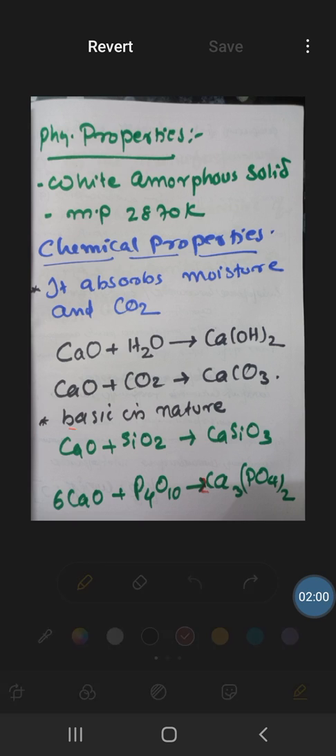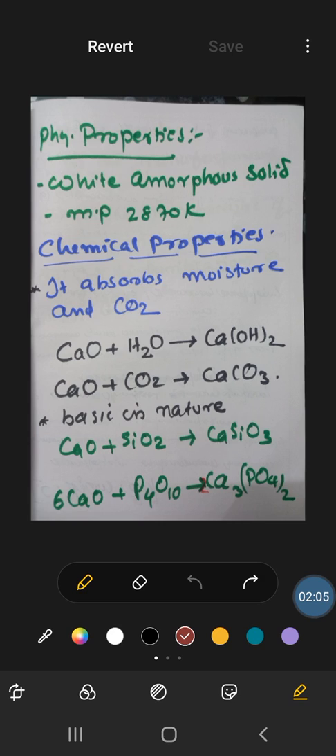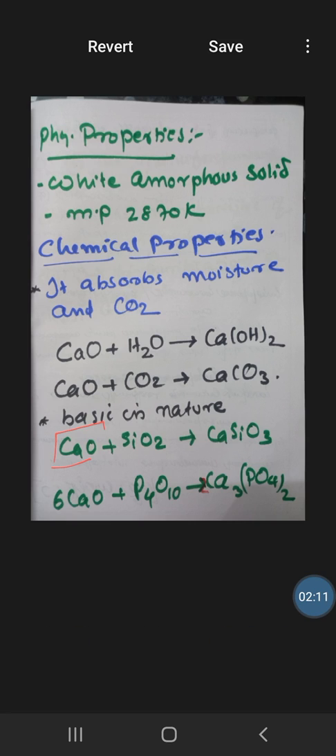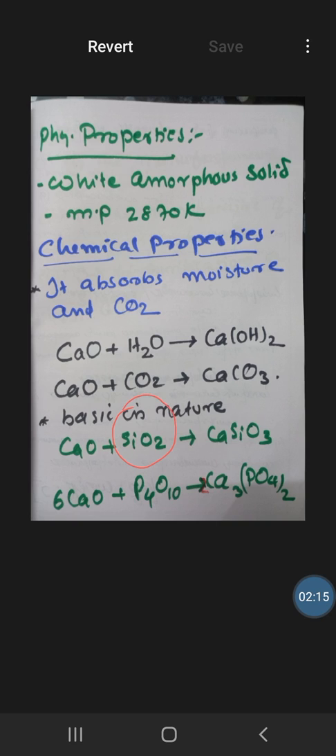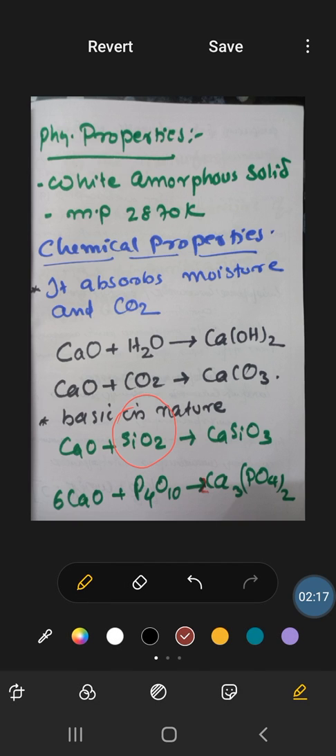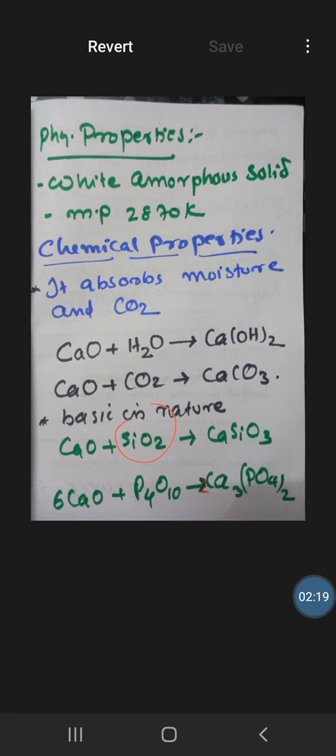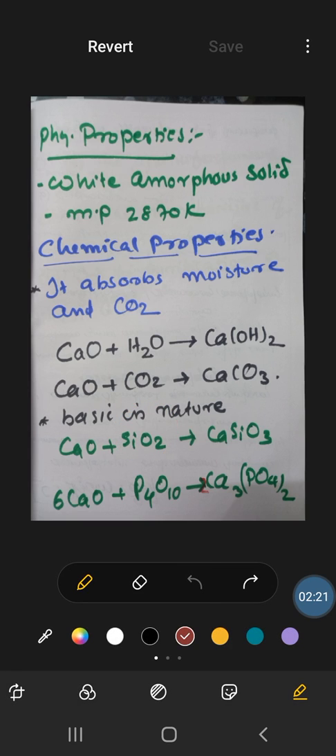Calcium oxide is basic in nature. It is a basic oxide so that it can react with acidic compounds. For example, CaO, calcium oxide, which is basic, reacts with silicon dioxide, which is an acidic oxide. Silicon dioxide is acidic in nature. So both react to form calcium silicate, CaSiO3.